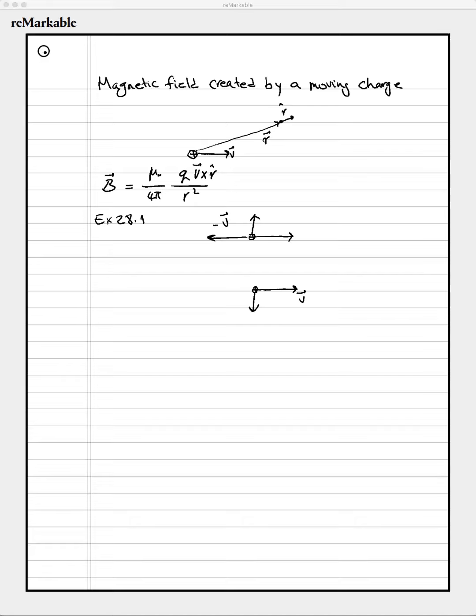We talked about the force of a magnetic field in the previous section. If you do have a magnetic field in space, it can exert force on moving charges. So in example 28.1, we basically use both pieces of knowledge: how a magnetic field is created and how the magnetic field exerts force on a moving charge.